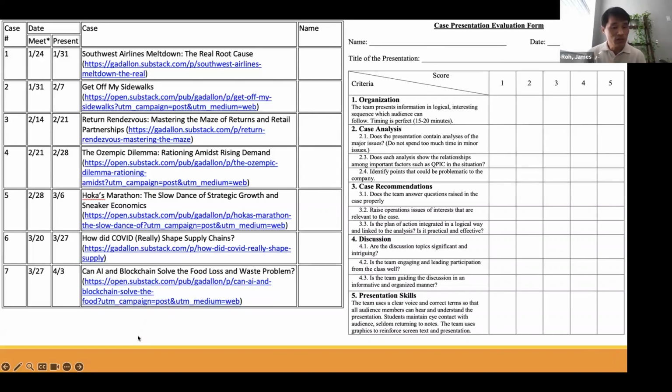And case 6, how did COVID really shape supply chains? So we know there were significant disruptions because of COVID and how they were being dealt with. So that can be covered here in case 6. Case 7 is, can AI and blockchain solve the food loss and waste problem? So we are now very familiar with the AI and blockchain, and can they really solve food loss and waste problem? That will be covered in case 7.